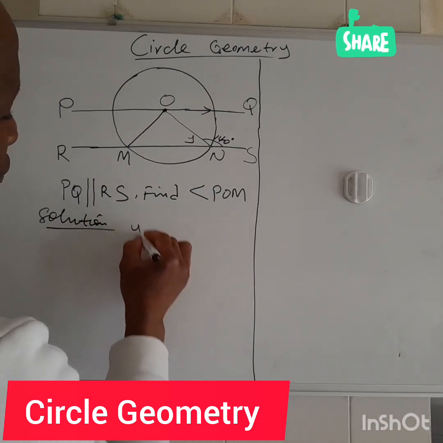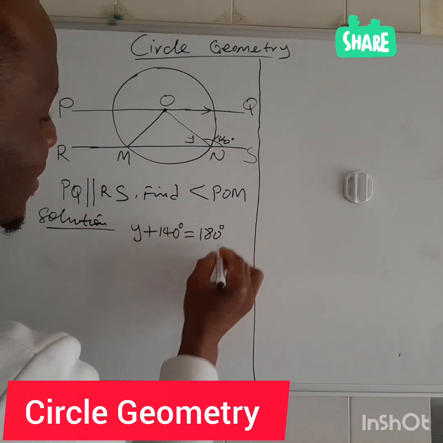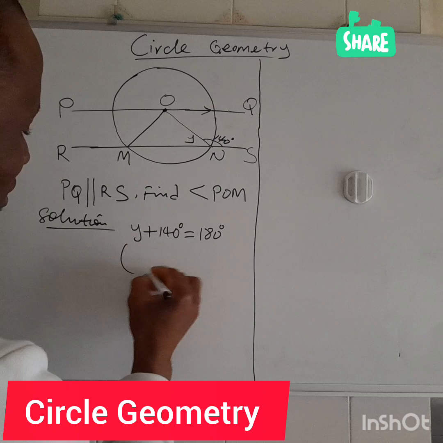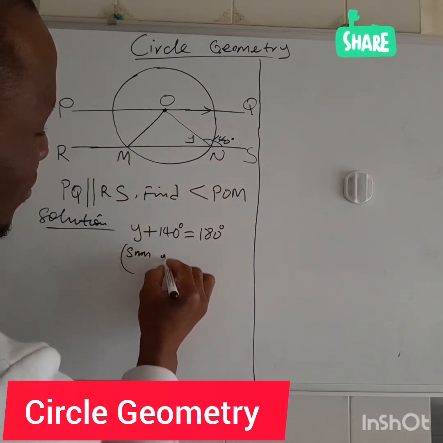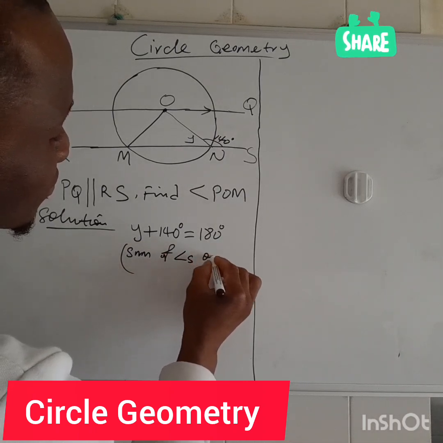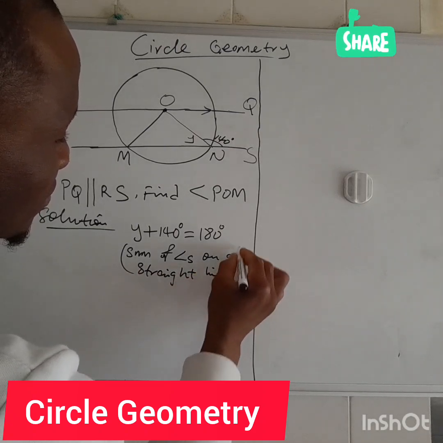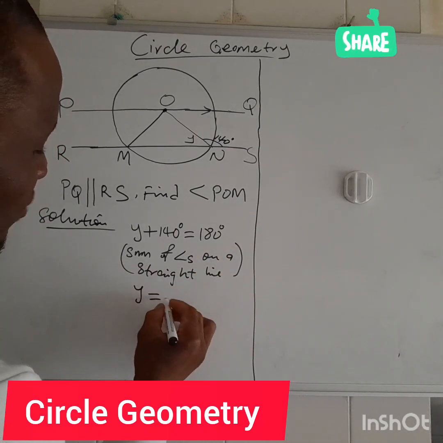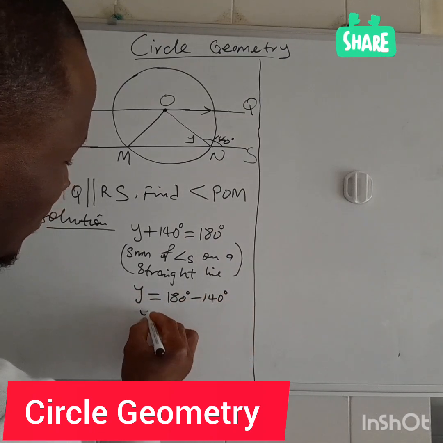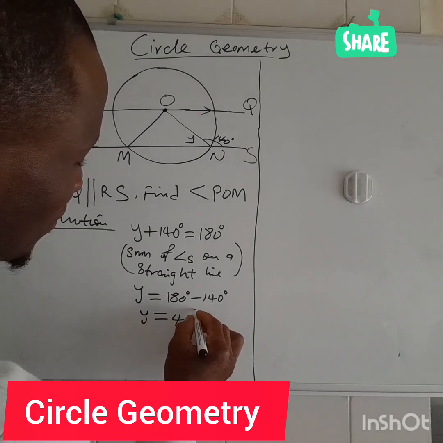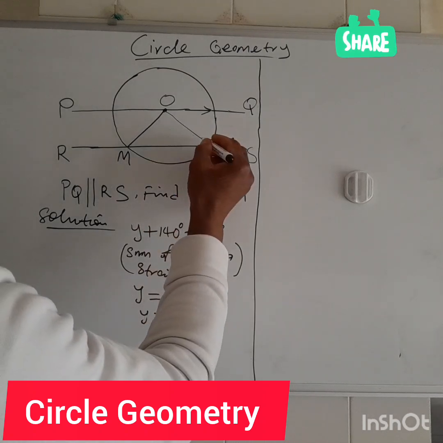Solution: Y plus 140 degrees equals 180 degrees. You must always give your reason. The reason is that they are the sum of angles on a straight line. So from here you have Y equal to 180 degrees minus 140 degrees. Y is equal to 40 degrees. So you replace your Y with 40 degrees.